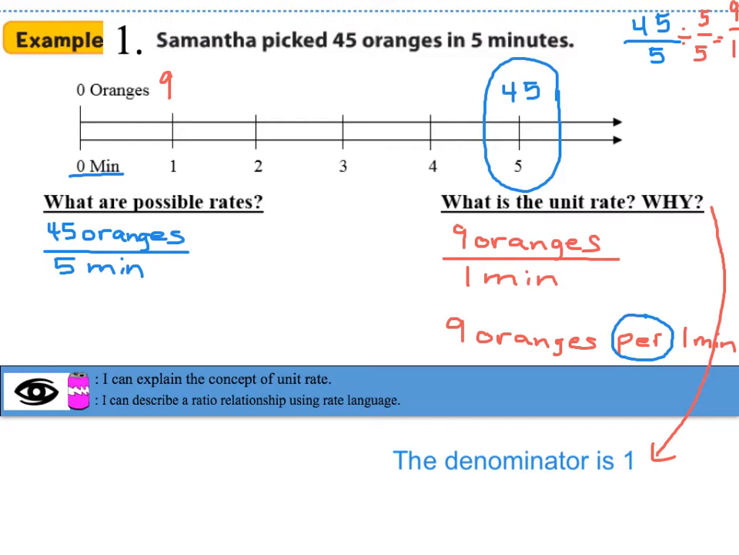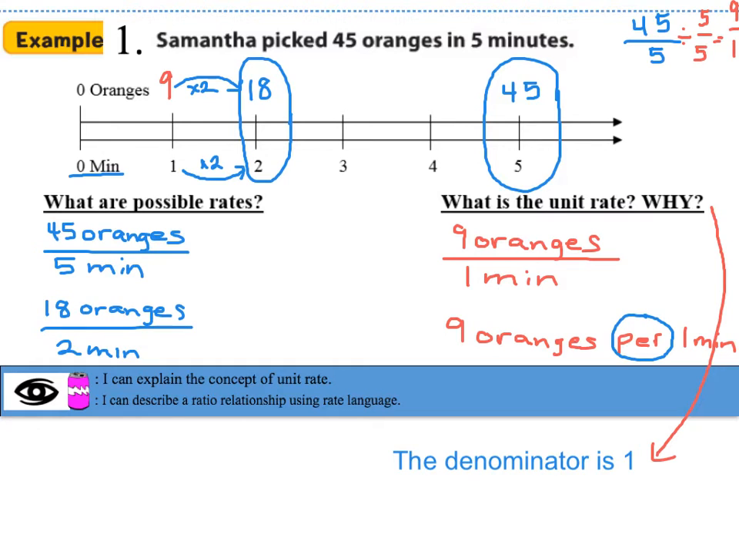to ask myself, how can I make the 1 look like a 2? Well, I can times the 1 by 2, so I can get 2. So if I do that to the bottom, I should also be able to do that to the top. So 9 times 2 would be 18. So 18 oranges per 2 minutes would be another rate.